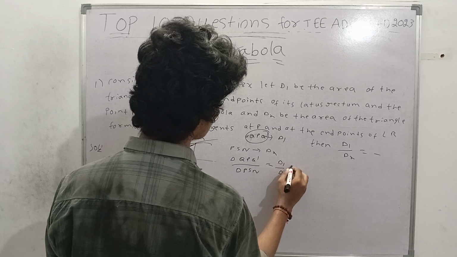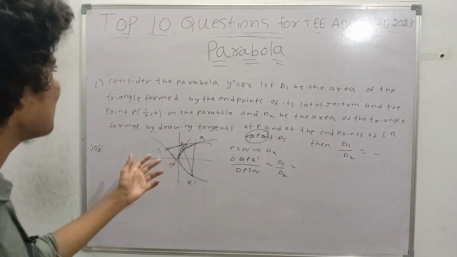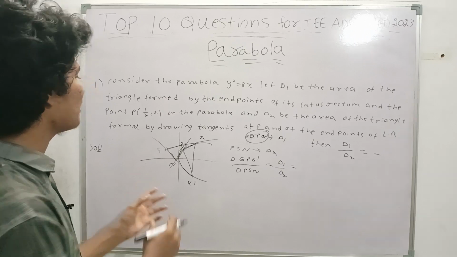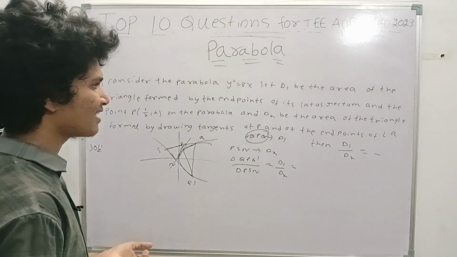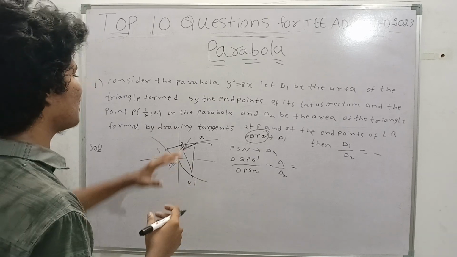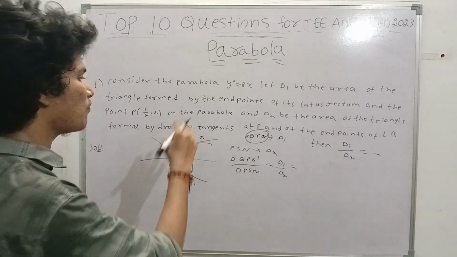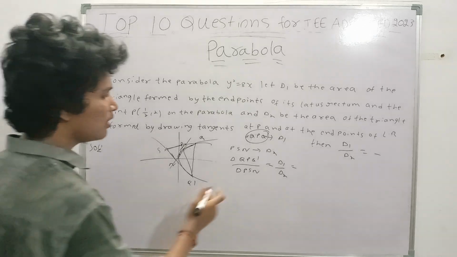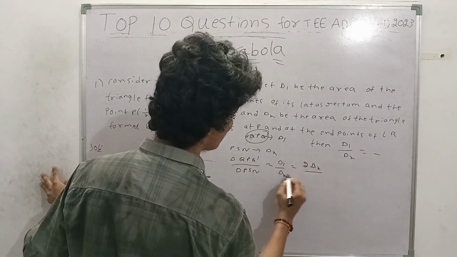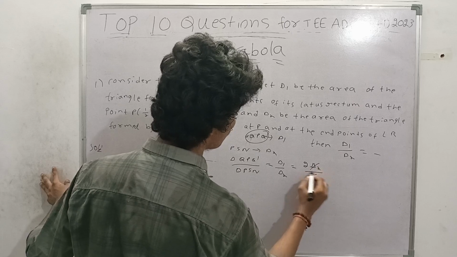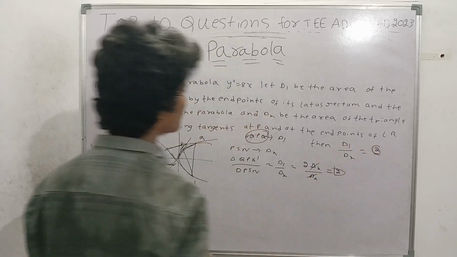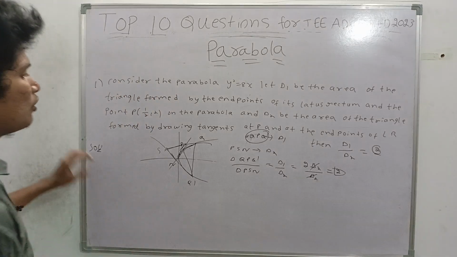But there is a property in the parabola that the area of a triangle formed by the point and the ends of the latus rectum is twice the area of the triangle formed by the tangents drawn at the points of latus rectum and the point. So delta 1 can be represented as 2 times delta 2, and delta 2 will get cancelled and it will be 2. So simply we can directly write 2. But there is another method for doing this.